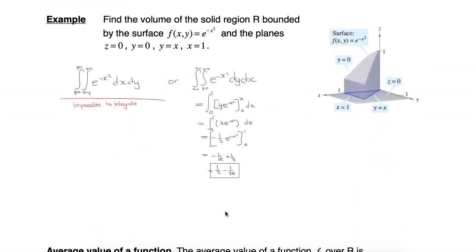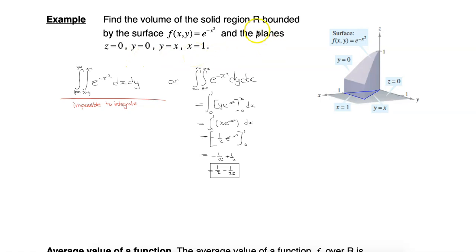Find the volume of the solid region R bounded by the surfaces f of x y equals e to the negative x squared, again, something that is not easily integrable, and the planes z equals 0, y equals 0, y equals x, x equals 1.